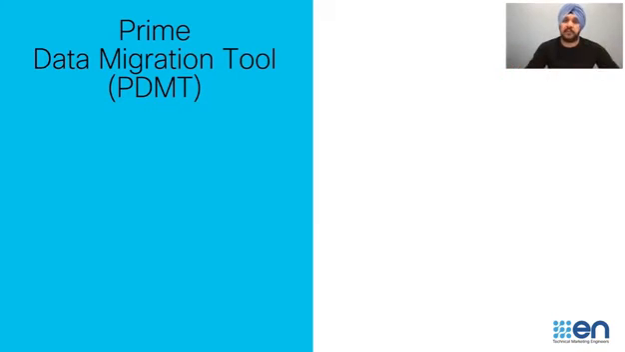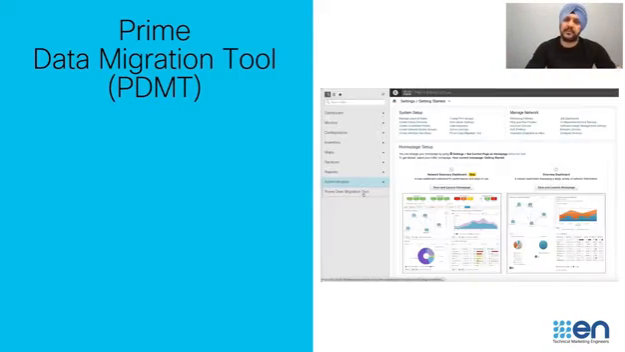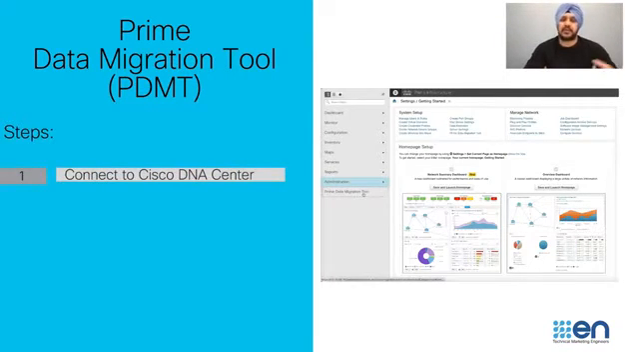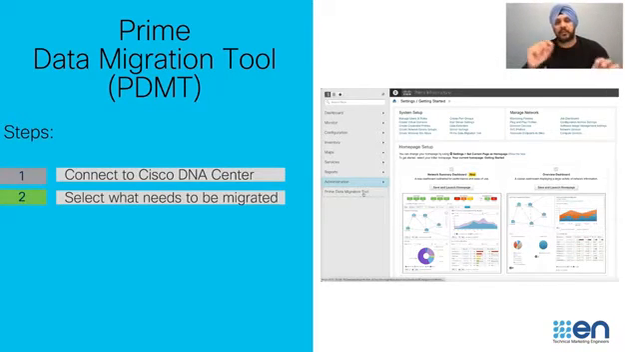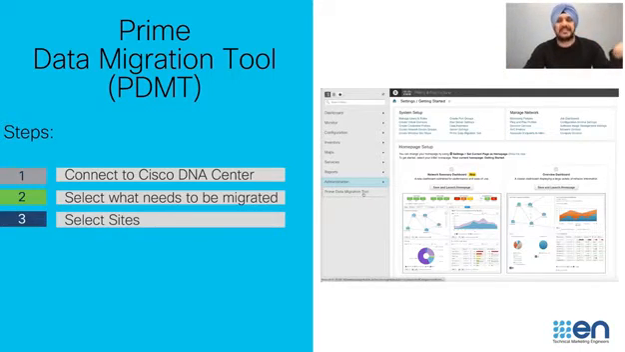The next tool that we have built is called the Prime Data Migration Tool, PDMT. The PDMT tool runs directly on Cisco Prime, and it's a very easy step process to migrate from Prime to DNS Center. So the first step is to connect to your Cisco DNS Center. The second step is we select what needs to be migrated from Cisco Prime to DNS Center. And we select what sites we want to migrate from Cisco Prime to Cisco DNS Center.